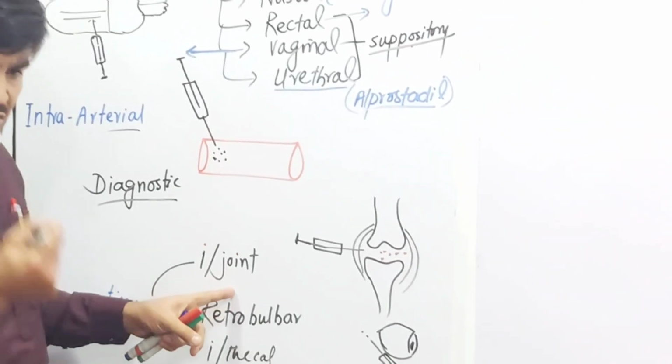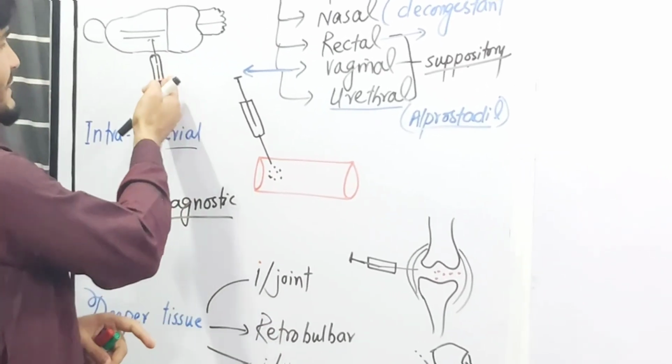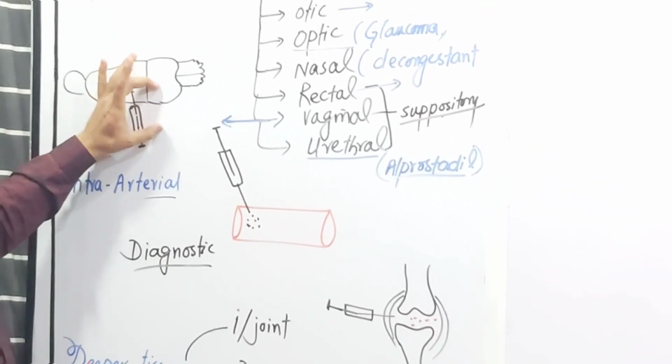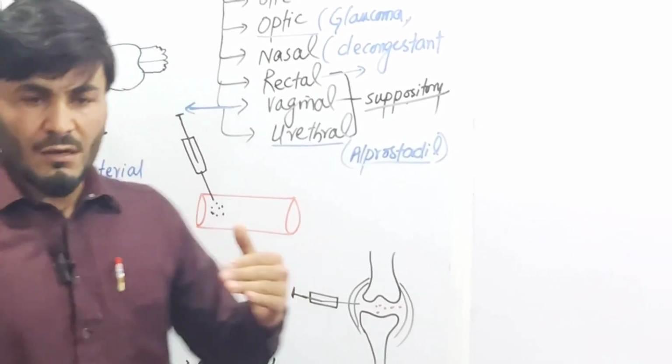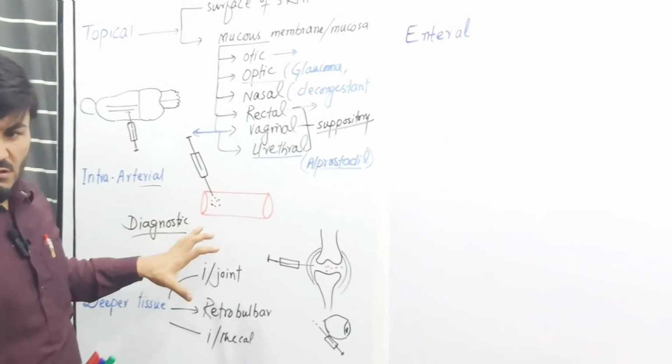Although injections are used, this produces a local effect. So this local administration of the drug comes under the umbrella of the local route.